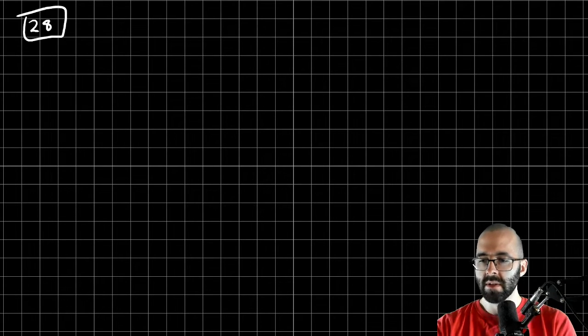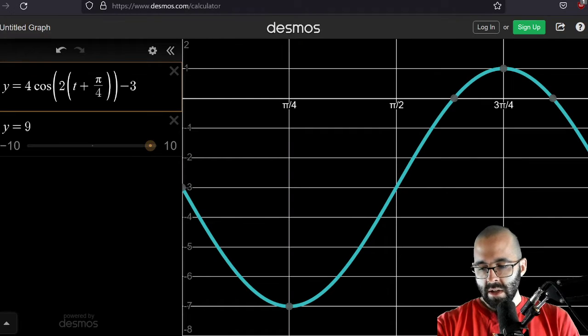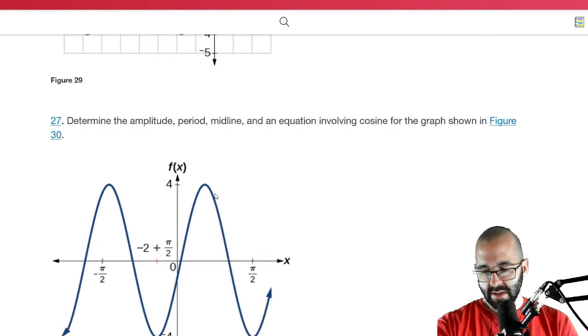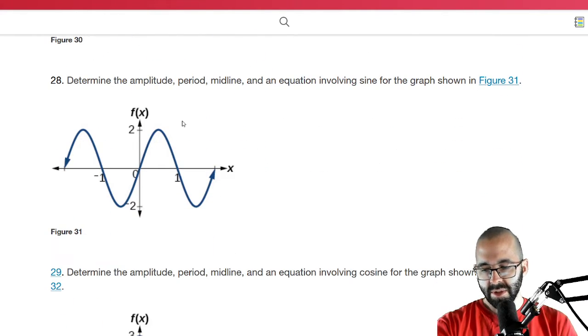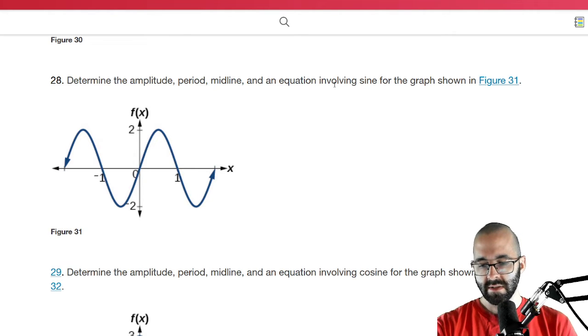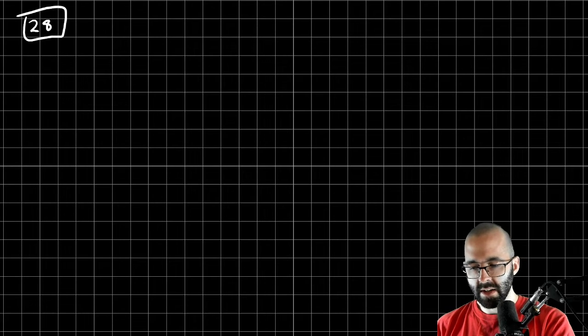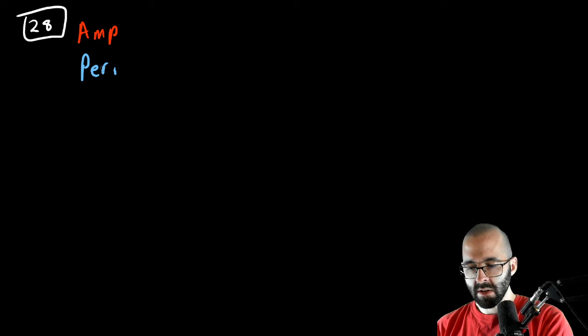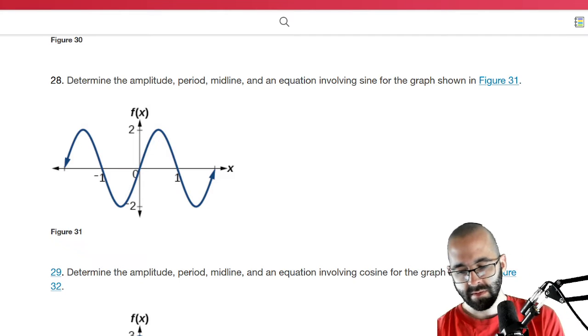Let's do 28 next. So if you look at 28, determine the amplitude, period, midline, and an equation involving sine. So I'll turn off my graph paper. We need the amplitude, period, and the midline for this graph that's involving sine.